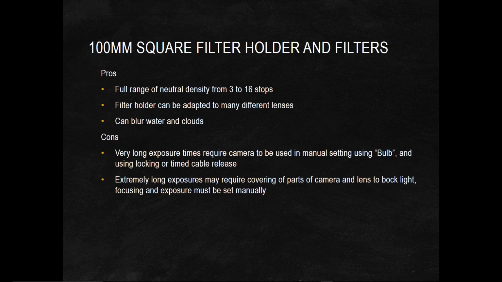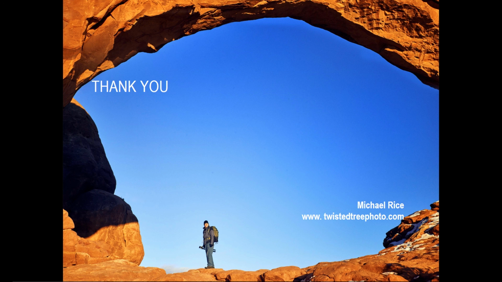So what are the cons? Well, it requires some work. Very long exposure times require everything in the camera to be done in manual. You will not be able to focus through there. You'll have to focus first and leave your focus in manual. You'll have to set your exposure manually and then take the picture. And of course, the last line there, the extremely long exposures are going to require that you not allow light to enter in through the eyepiece if you're using a DSLR, or to get in between the filters in the front.